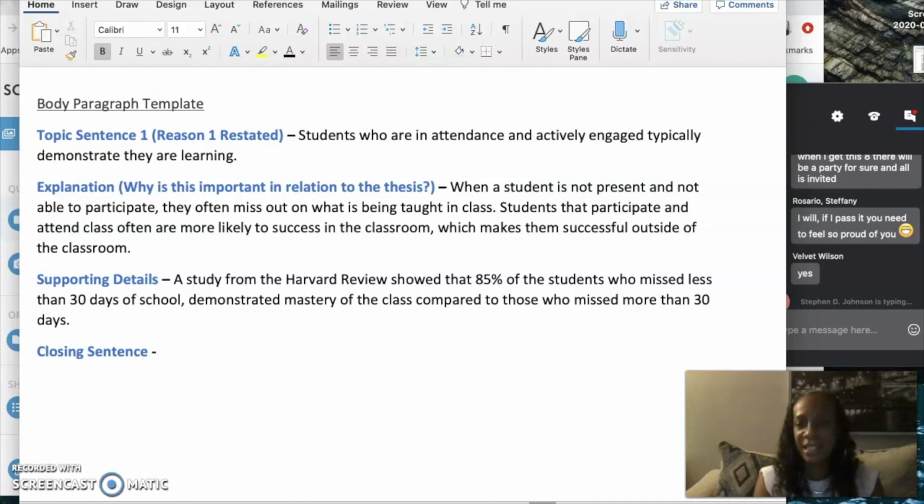Students who are in attendance and actively engaged typically demonstrate they are learning. When a student is not present and not able to participate, they often miss out on what is being taught in class. Students that participate and attend class often are more likely to succeed in the classroom, which makes them successful outside of the classroom.